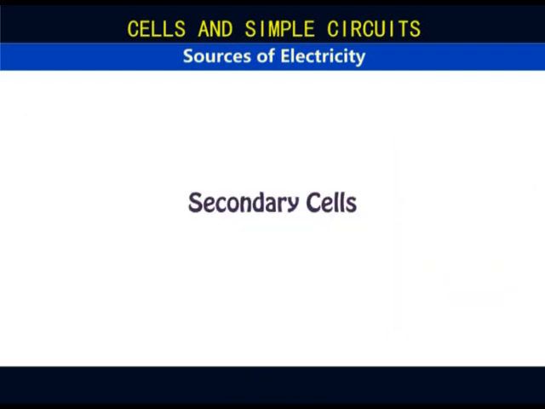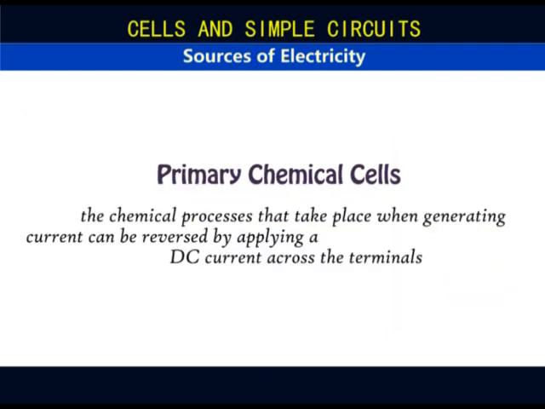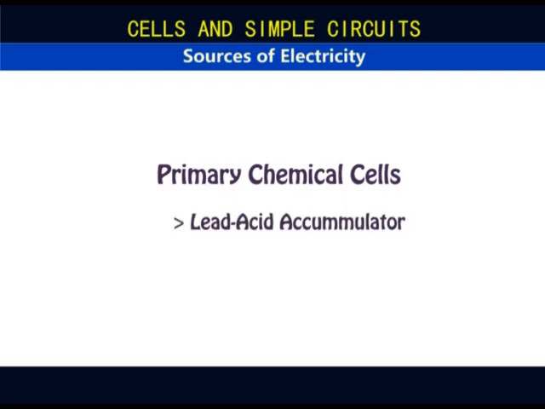Secondary cells. The chemical processes that take place in secondary cells when generating current can be reversed by applying a direct current to the terminals. These cells are also called storage cells. Examples include the lead acid accumulators and the alkaline accumulators. We start with the lead acid accumulators.